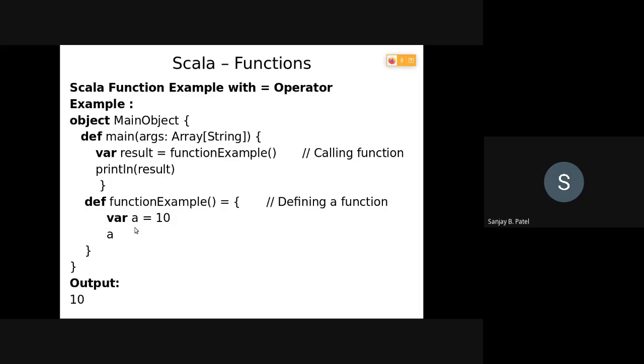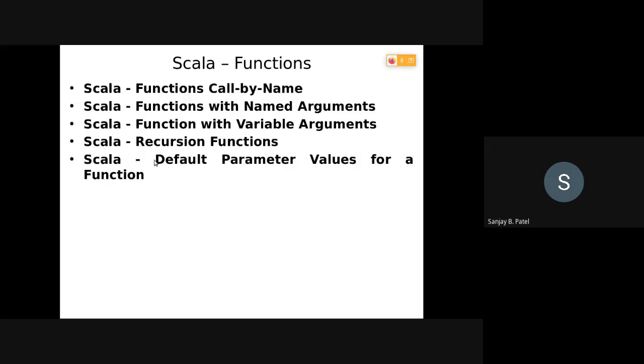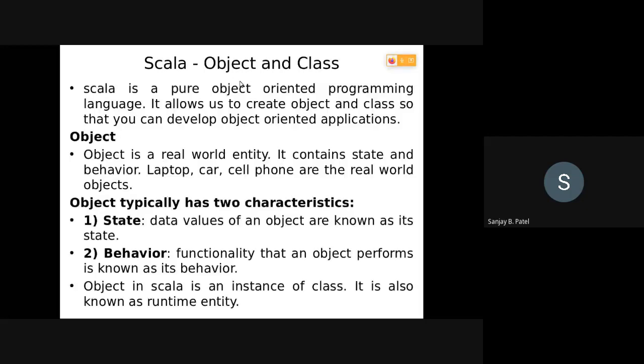So variable a is equal to 10. Here a returns this value. The main function creates one variable named result, and function example, a is equal to 10. 10 is assigned to the result, and println shows the result. Okay, some functionality in functions: call by name, named argument, function with variable argument, recursion function, default parameter value, types of functions. This functionality is available in Scala functions. So we will discuss the next topic, object and class.